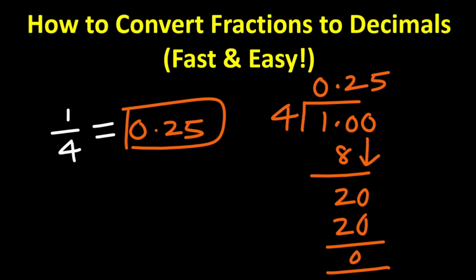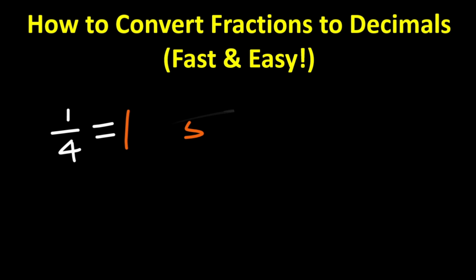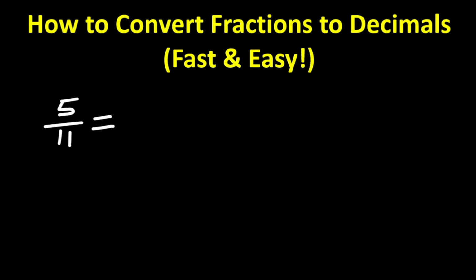Let's take another example. Say the fraction is 5/11. Now what is the decimal value for this fraction? Now we take 5 and then we are dividing 5 by 11. As you can see, 5 is smaller than 11. We put a decimal point, we add a 0. Now we put the decimal point here, exactly above the decimal point.